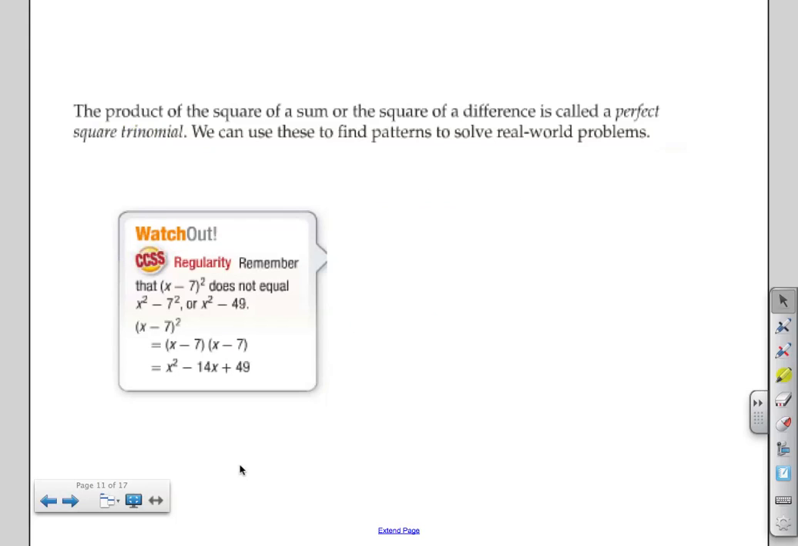All right, the product of the square of a sum or the square of a difference is called a perfect square trinomial. So here's a definition for you. And we're going to use that to look at a real world problem. Remember, when you're squaring, this is an easy mistake. A lot of people look at this and think, oh, x squared minus 49. They square the x, they square that. That is not the case. Okay? Make sure you follow the steps and look for the right patterns.